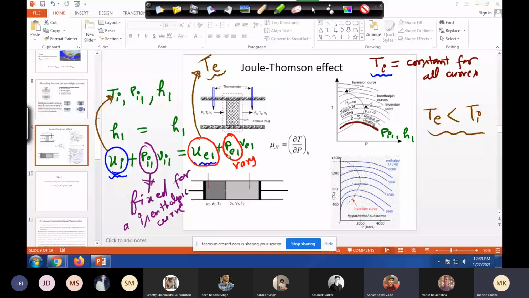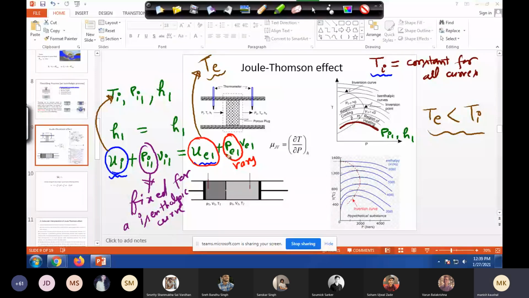So, sir, let's not think it's constant. If we say that H1 equals H2, fine. Then PV is increasing, because that's what we are doing in the cooling region. Since PV is increasing, U should decrease to keep H constant. So that means temperature should decrease. That is one. So you are assuming that.